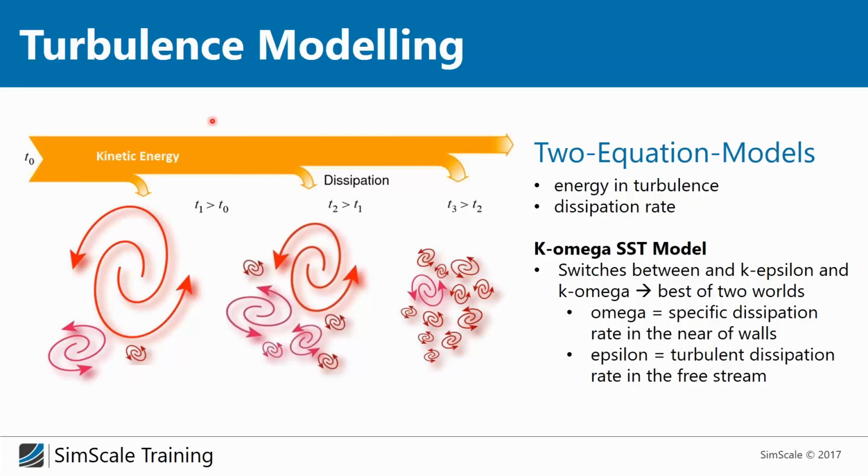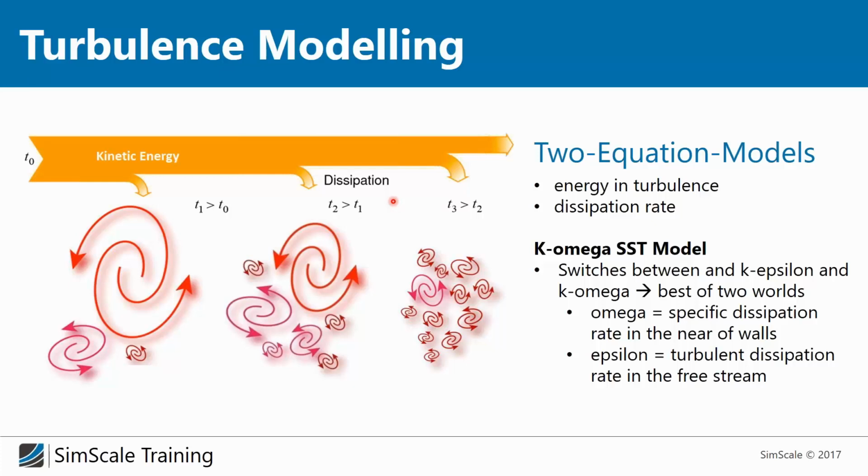If you think about this, turbulence is a process where kinetic energy is dissipated from large to smaller scales. So you have large eddies at the beginning, and these eddies break up, becoming smaller. This is the way kinetic energy, as I mentioned, is dissipated. And in industry, we use most of the time two equation models, which have one equation representing the energy in the turbulence and one the dissipation rate, so how it's dissipating. And for all external CFD simulations on SimScale, we recommend using the K-omega SST model.